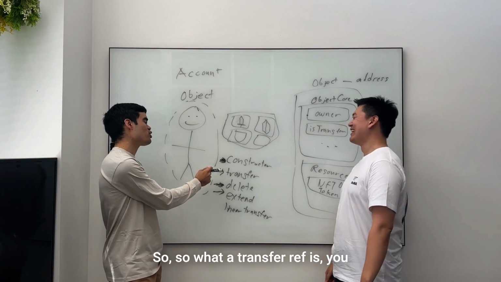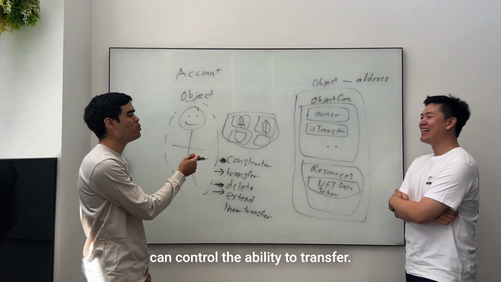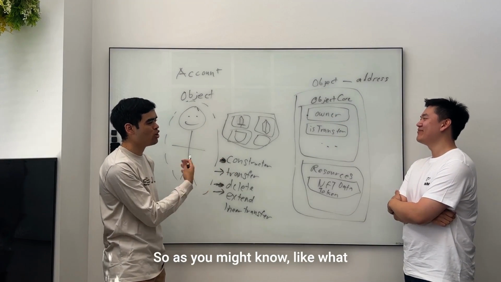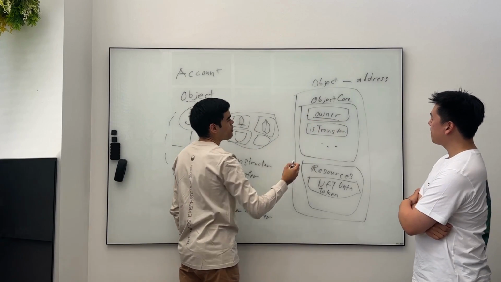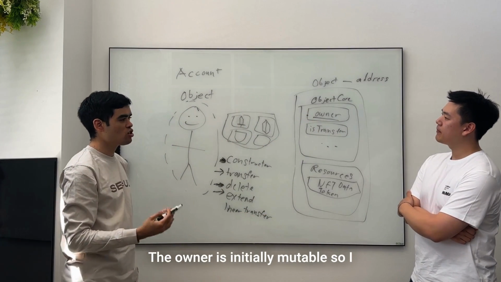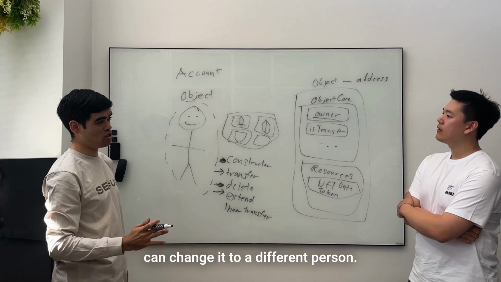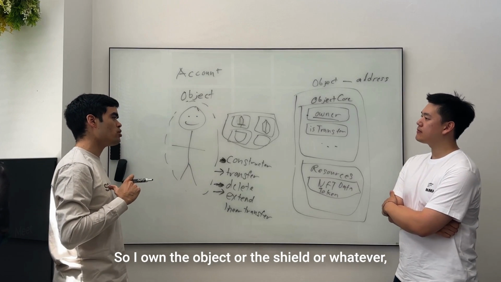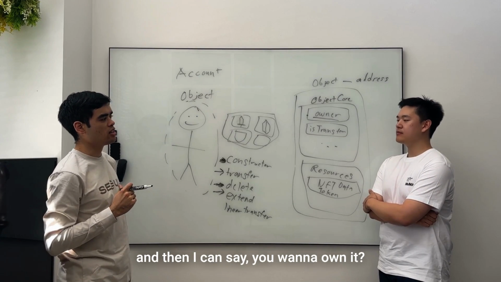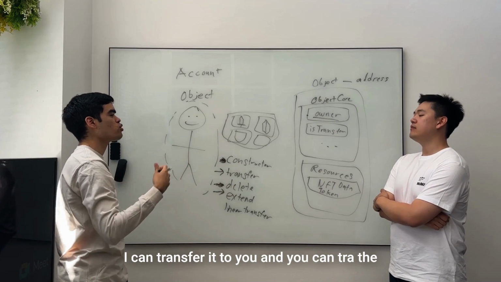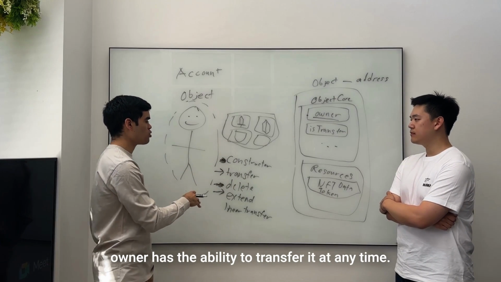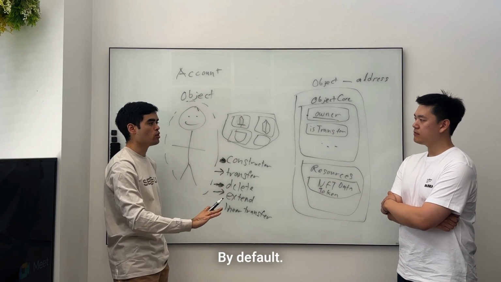Transfer ref. What a transfer ref is, you can control the ability to transfer. As I mentioned earlier, there's the owner. The owner is initially immutable, so I can change it to a different person. I own the object or the shield or whatever, and then I can say, you want to own it, okay, I can transfer it to you. The owner has the ability to transfer it at any time by default.